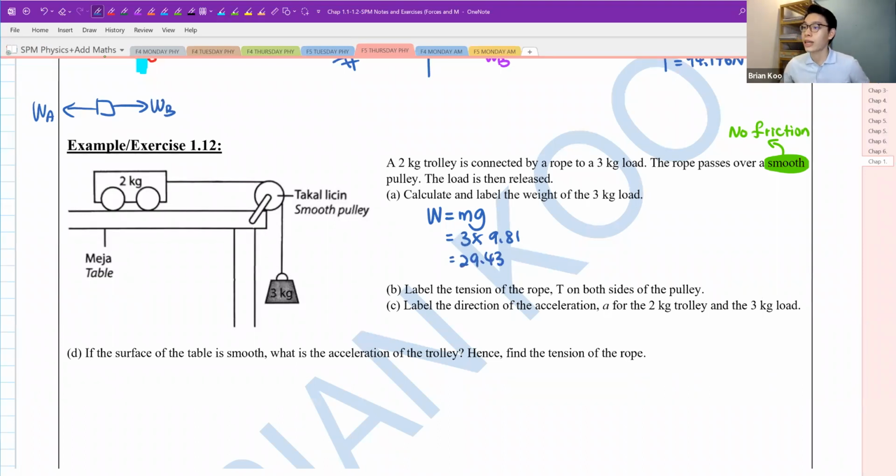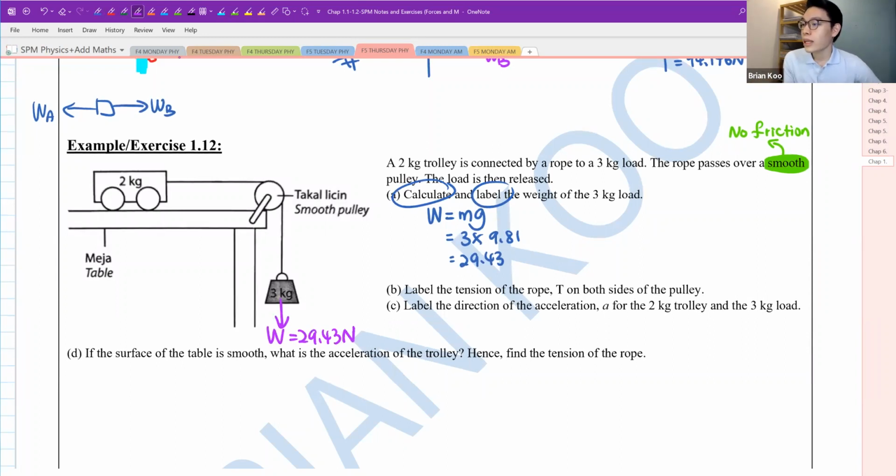They asked to calculate and also label. So I'll go to the diagram and label this one as W equals 29.43 Newton. So later when we need to use it, we can straight away use it.